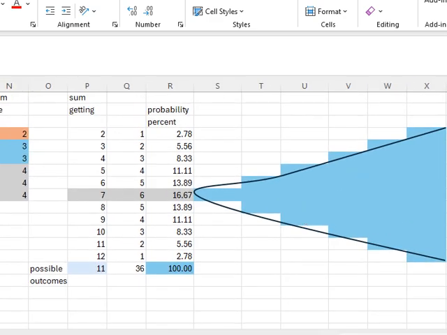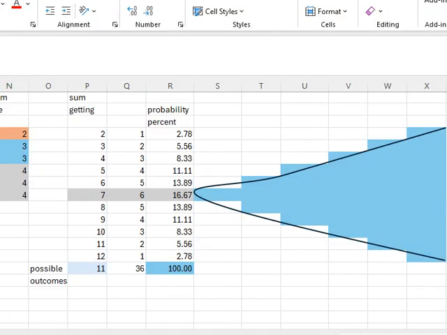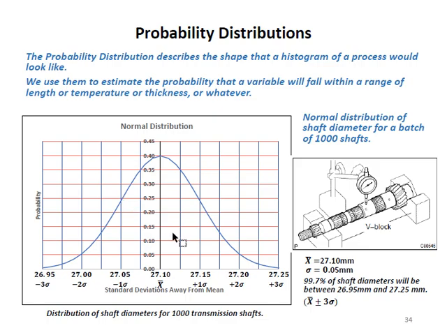Yeah, so you know the shape of the histogram of a process. The probability distribution is definitely connected to the shape of your histogram. We use them to estimate the probability that a variable will fall within a range. An example is when your variable is a length, temperature, thickness, or whatever you are studying. So that's what we're looking at.